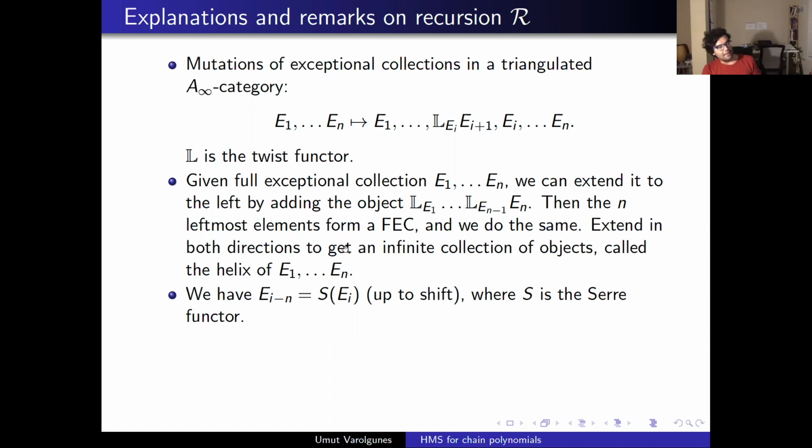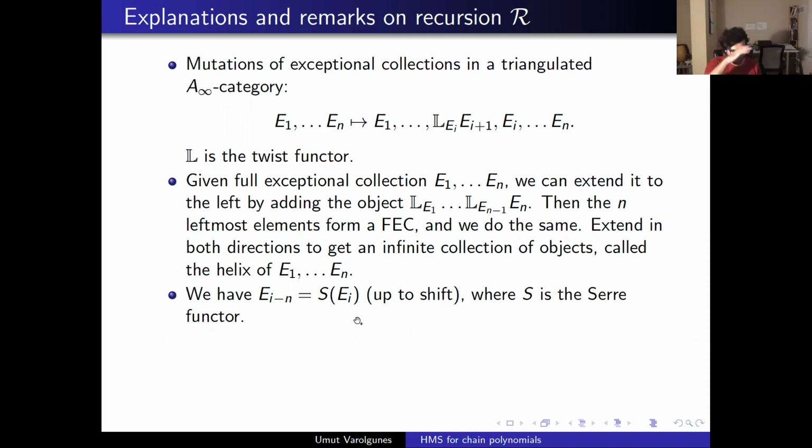Now what you can show is that we have this infinite collection of objects, and if you look at the n previous ones, I have something new here, let's call it E0. The relation of E0 and En is that they're given by applying the Serre functor to one, and you also have to apply some shifts.